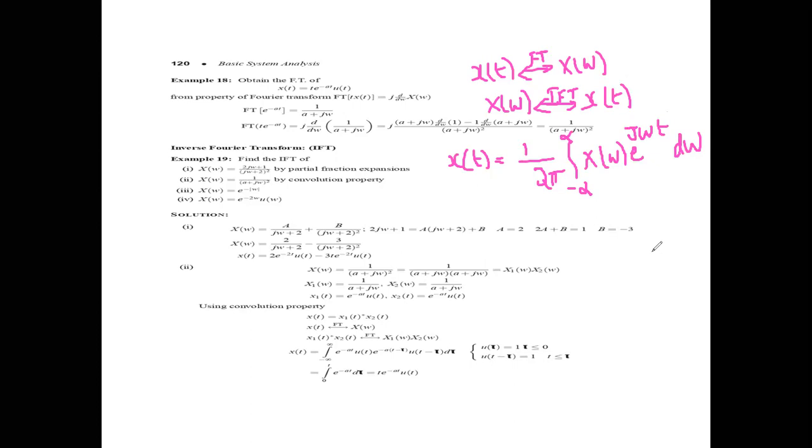Now, in the examples of the inverse Fourier transformation, we mostly do not use the formula directly; we use the partial fraction expansion method or the convolution method. These indirect methods are used to solve inverse Fourier transformation problems. Okay, my dear students, see the first example: x of omega is equal to 2j omega plus 1 by j omega plus 2 whole square, by the partial fraction expansion method.